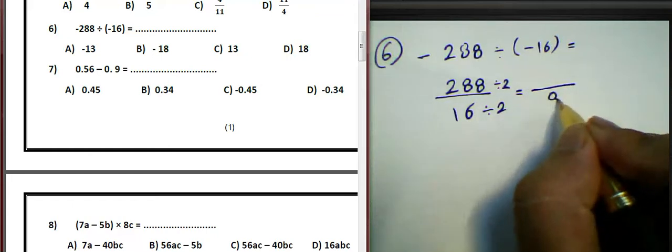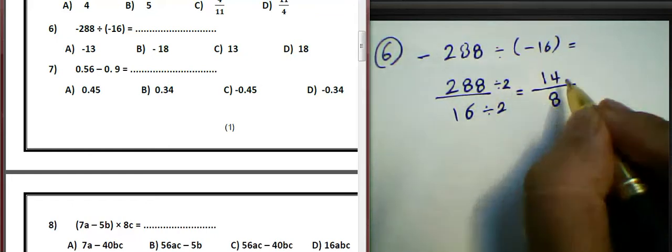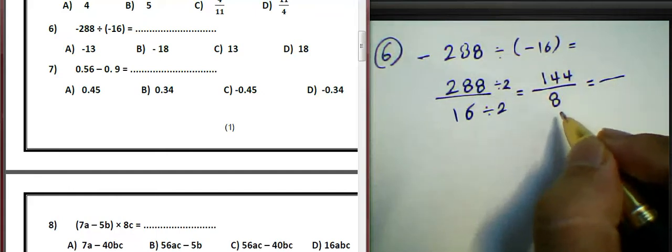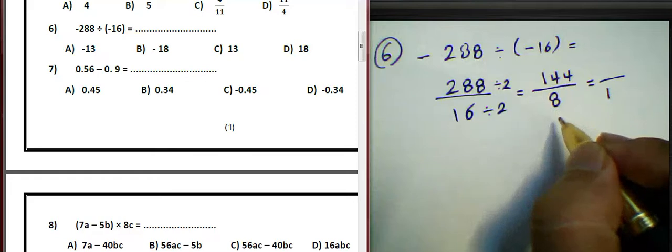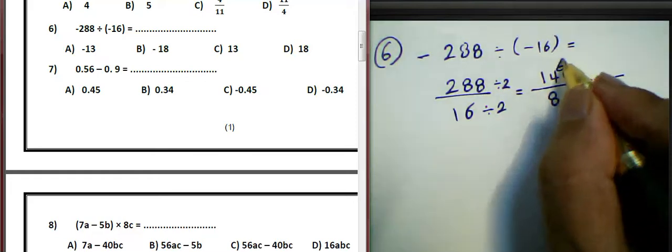16 divided by 2 equals 8. 2 divided by 2 equals 1. 8 divided by 2 equals 4. 8 divided by 2 equals 4. Next step, we can divide it by 8. 8 divided by 8 equals 1. 14 divided by 8 equals 1 and the remainder 6.